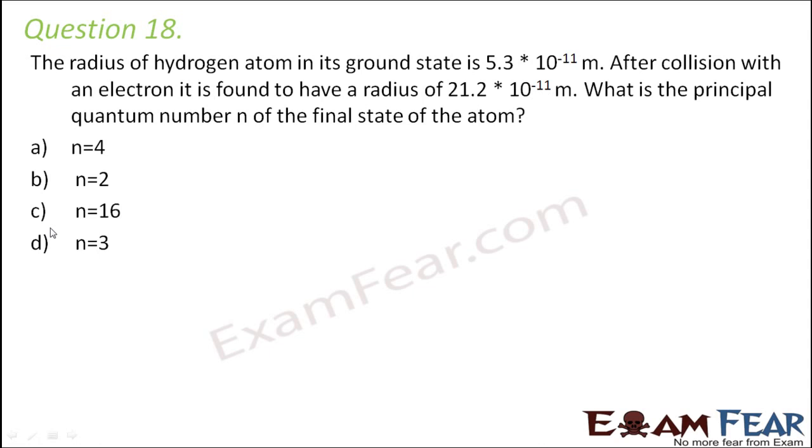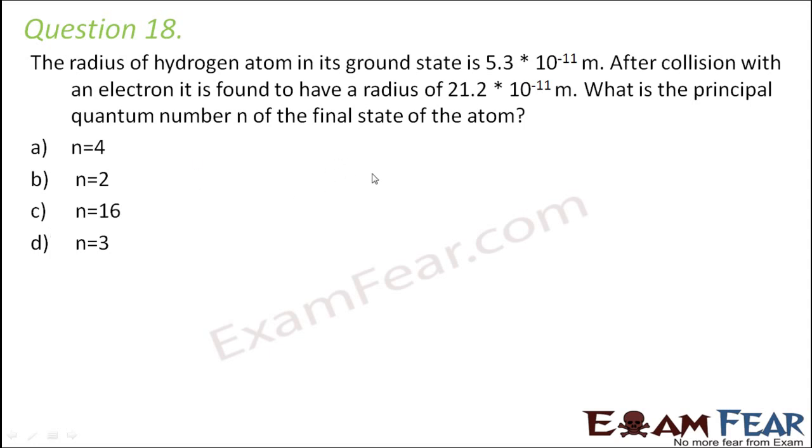Question number 18. The radius of hydrogen atom in its ground state is 5.3 into 10 to the power minus 11 meters. After collision with an electron, it is found to have a radius of 21.2 into 10 to the power minus 11 meters. What is the principal quantum number n of the final state of the atom?